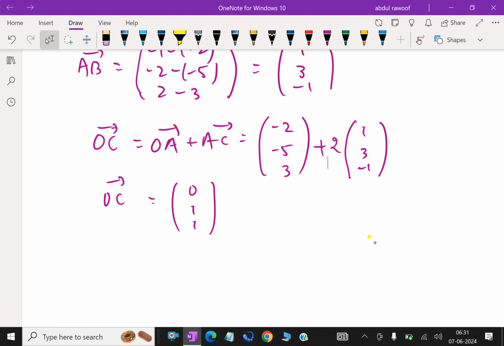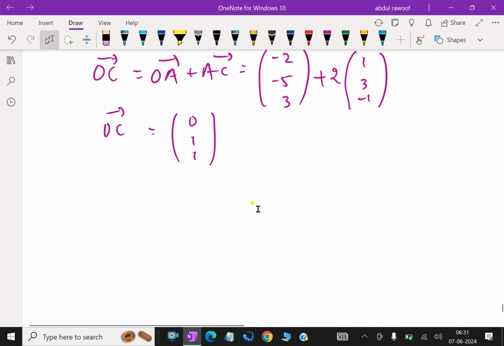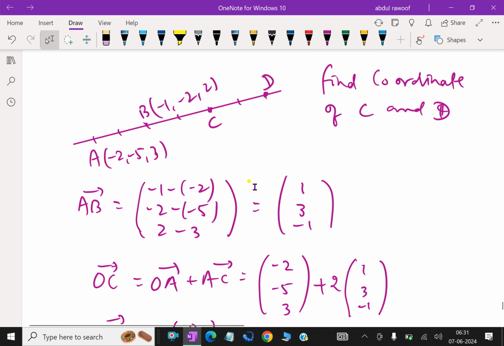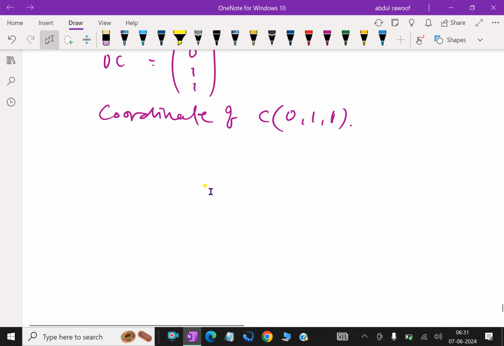And you have to find this. Therefore OC is this one, therefore the coordinate of C is 0, 1 and 1, because it's OC, O is the origin. Here similarly we can find vector D as follows here.